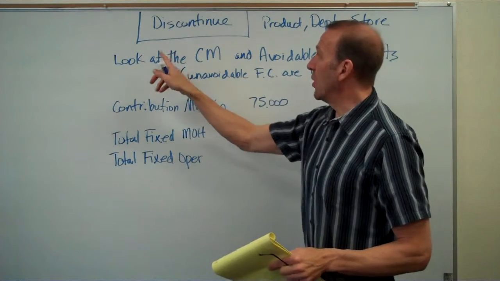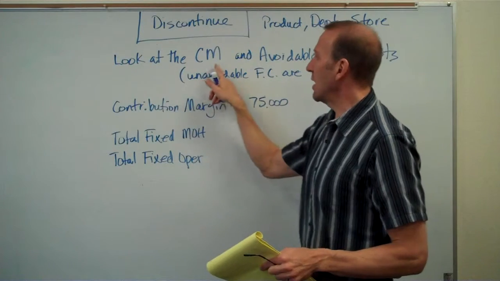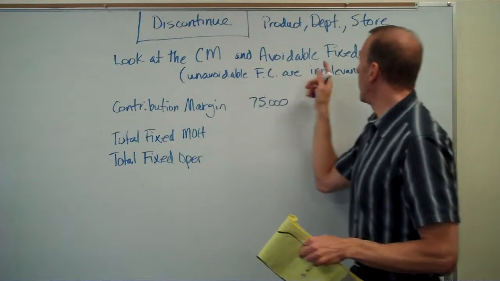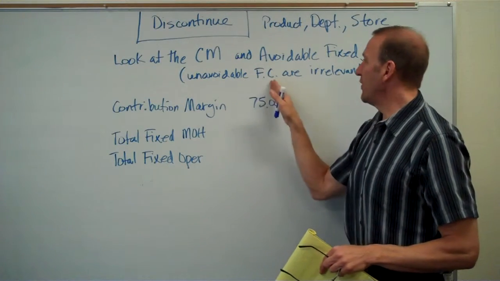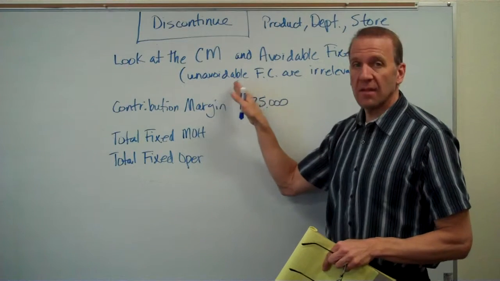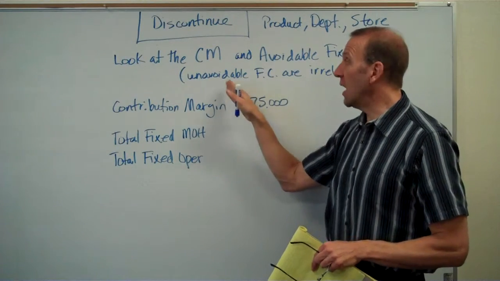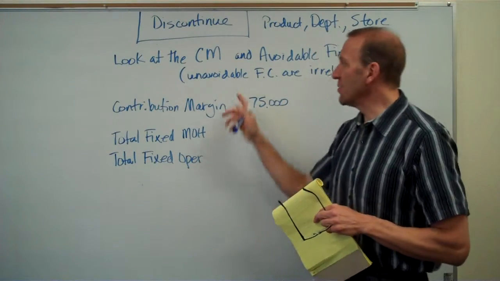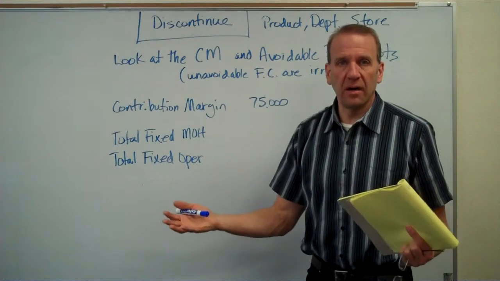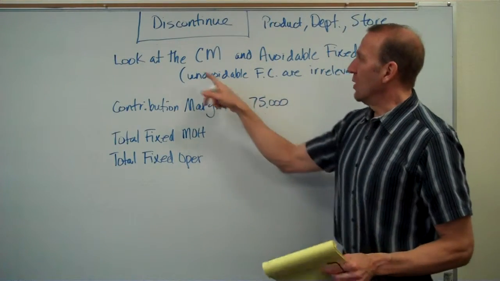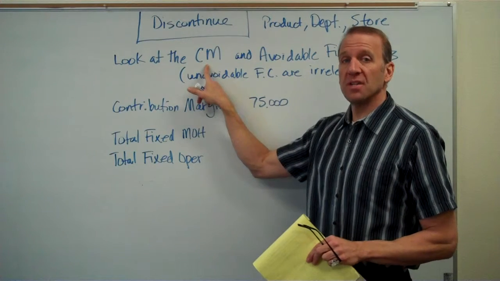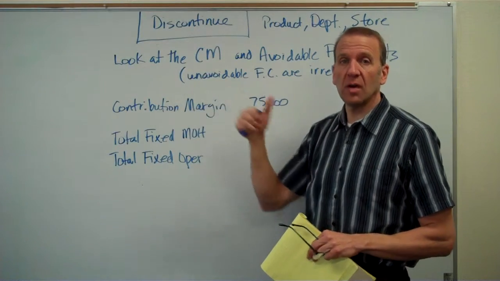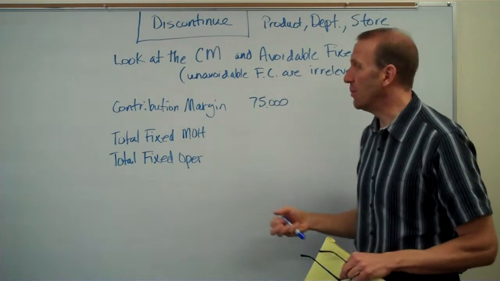First of all, the important things to look at when we're discontinuing are the contribution margin (CM) and the avoidable fixed costs. Unavoidable fixed costs are irrelevant. This is what causes a lot of the problems in making decisions. When we eliminate a product, a department, or a store, those unavoidable fixed costs are still there. As a reminder, the contribution margin is our sales price minus our variable costs, like materials, labor, and overhead, the variable portion of those.